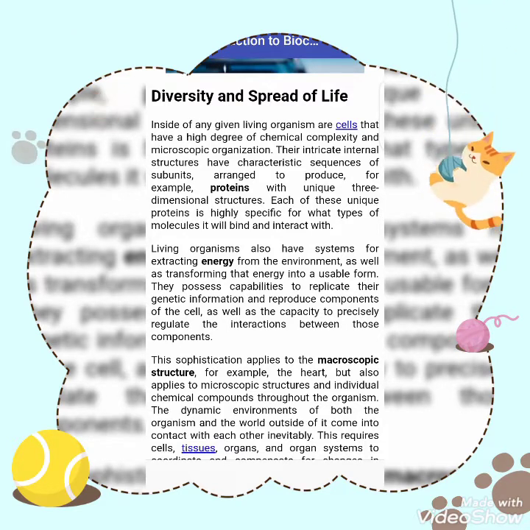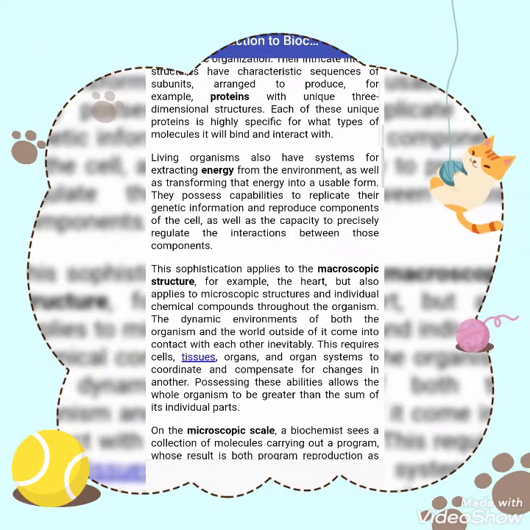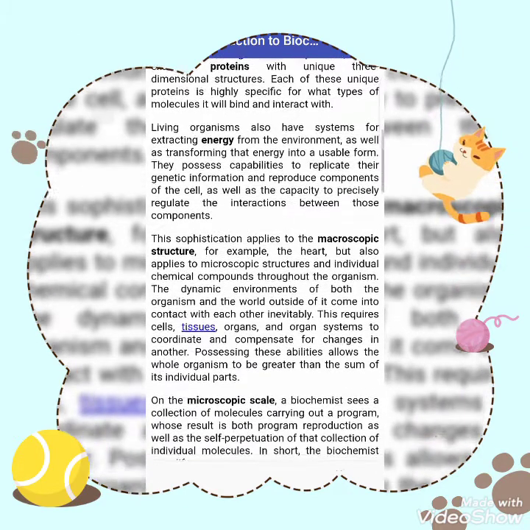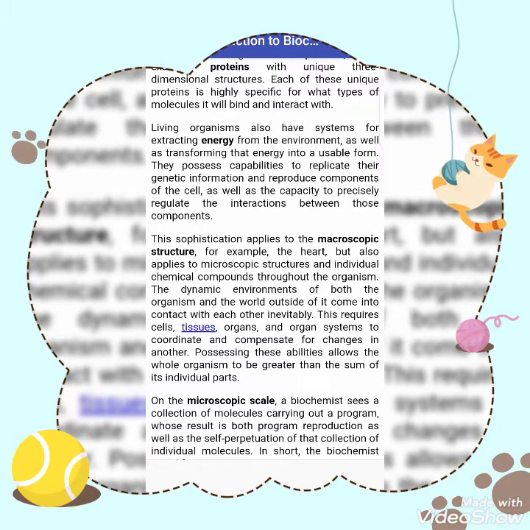This sophistication applies to the macroscopic structure, for example, the heart, but also applies to microscopic structure and individual chemical compounds. Throughout the organism, and the world outside of it, come into contact with each other inevitably. This requires cells, tissues, organs, and organ systems to coordinate and compensate for changes in one another. Possessing these abilities allows the whole organism to be greater than the sum of its individual parts.